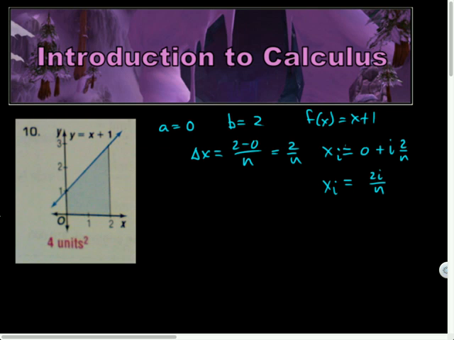So if I was to do this the long way, I would have then had the limit as n goes to infinity of the sum as i equals 1 to n of f of x, which is x plus 1. So that would have been f of x sub i is what I'm plugging in here. So that would have been 2i over n plus 1, multiplied by delta x. So notice that I replaced just the x portion of f of x with x sub i.